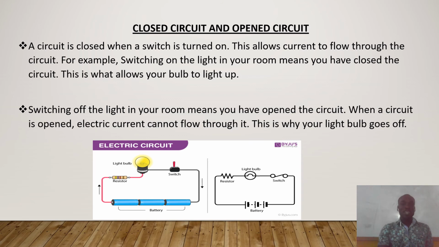Alright, now let's take a look at the closed circuit and open circuit. A circuit is closed when a switch is turned on. This allows current to flow through the circuit. For example, switching on the light in your room means you have closed the circuit. This is what allows your bulb to light up.